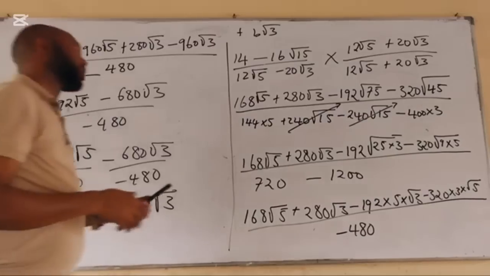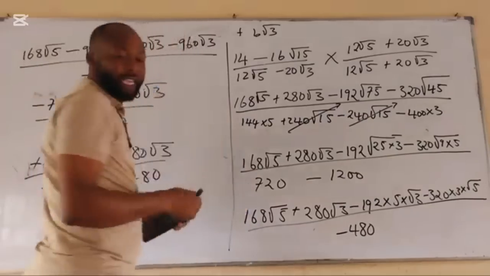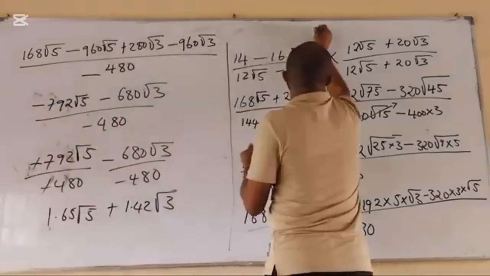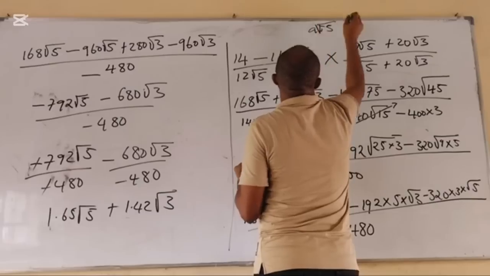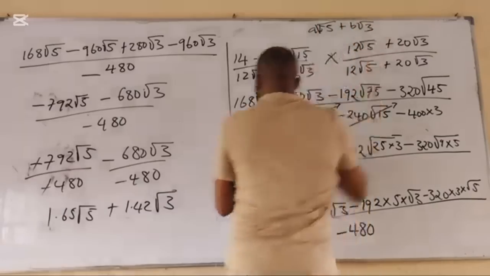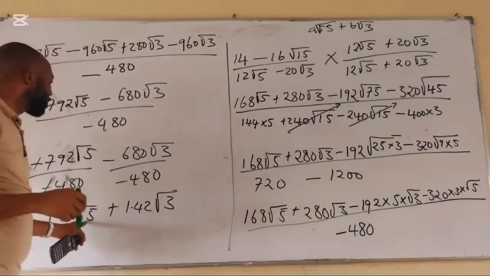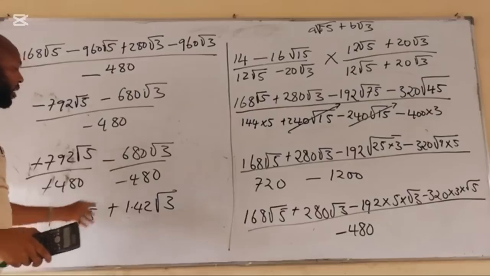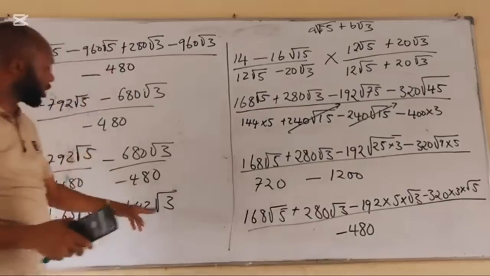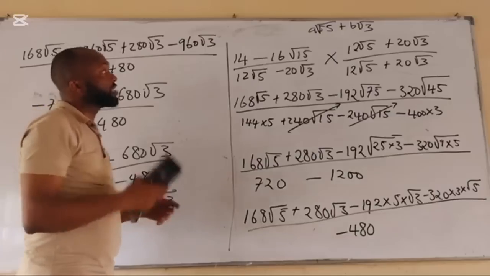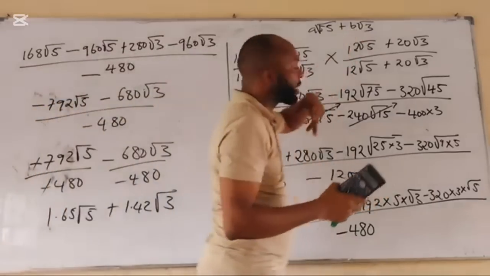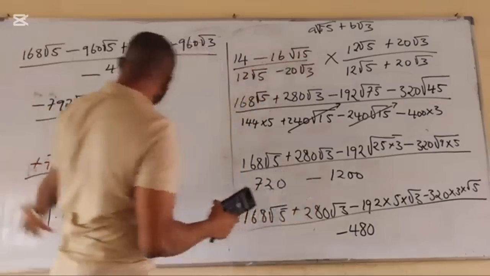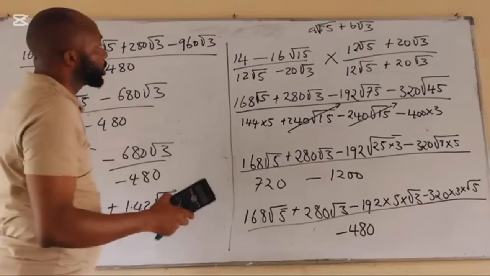Now, they are asking us that we should leave our answer in the form of a root 5 plus b root 3. So this is root 5, this is root 3. It means that our A is 1.65 and our B is 1.42, because 1.42 is the variable attached to root 3, and 1.65 is the variable attached to root 5. So this 1.65 becomes our A and 1.42 becomes our B.